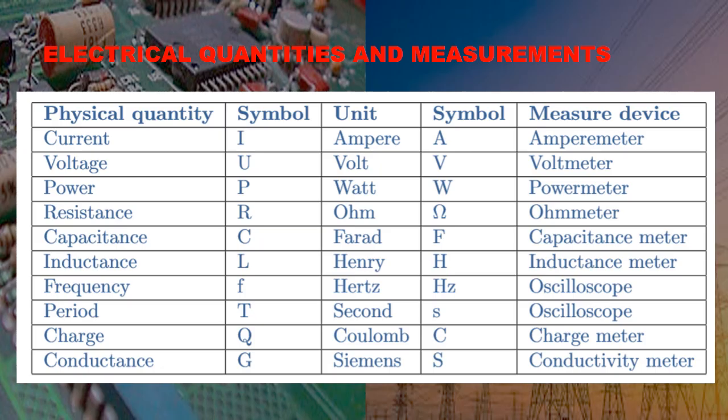But with the latest technology, we have only one meter that does all the measurements. They call it a multimeter. So a multimeter can measure voltage, current, resistance, capacitance, inductance, even frequency, and also temperature and all this. So a multimeter can perform everything.